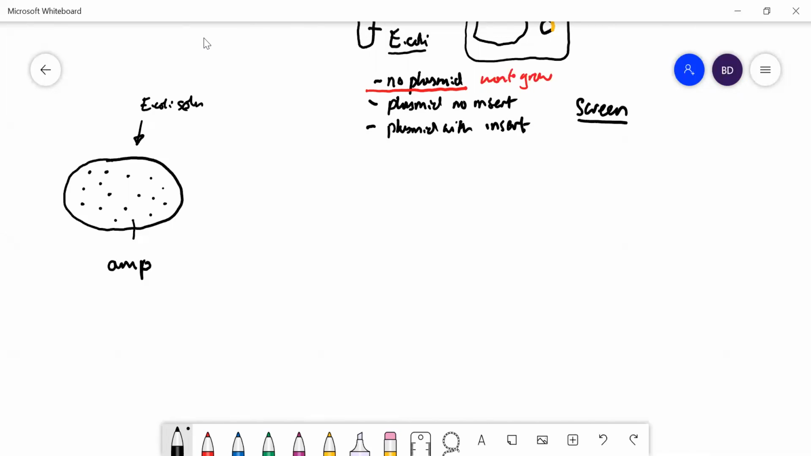And each one of those has taken up the plasmid. Now we need to find out which of those ones has got the plasmid with the insert. Now how are we going to do that?